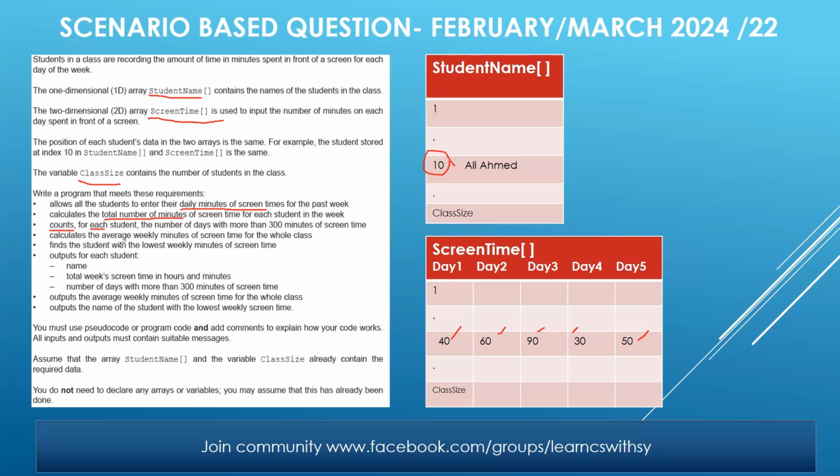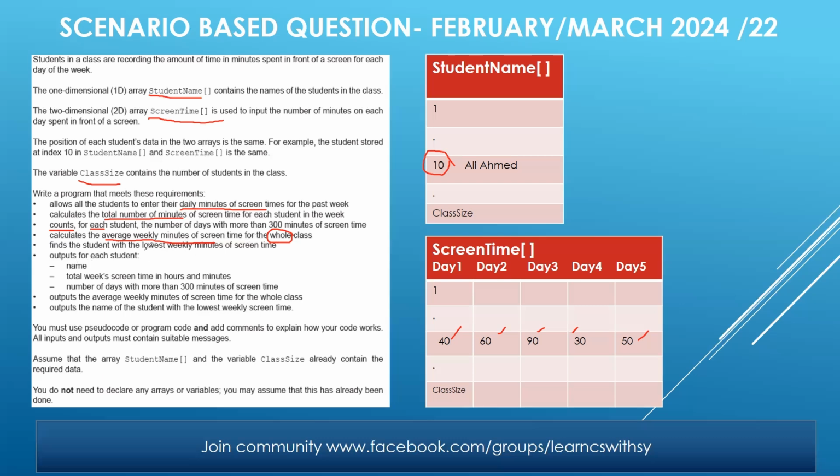Fine. Calculates the average weekly minutes of screen time for the whole class. Now you can see after that, I have to find out the average weekly minutes for the whole class. Now this is very important. You need to identify, it's now dealing with the whole class. Which class is spending a lot of time?